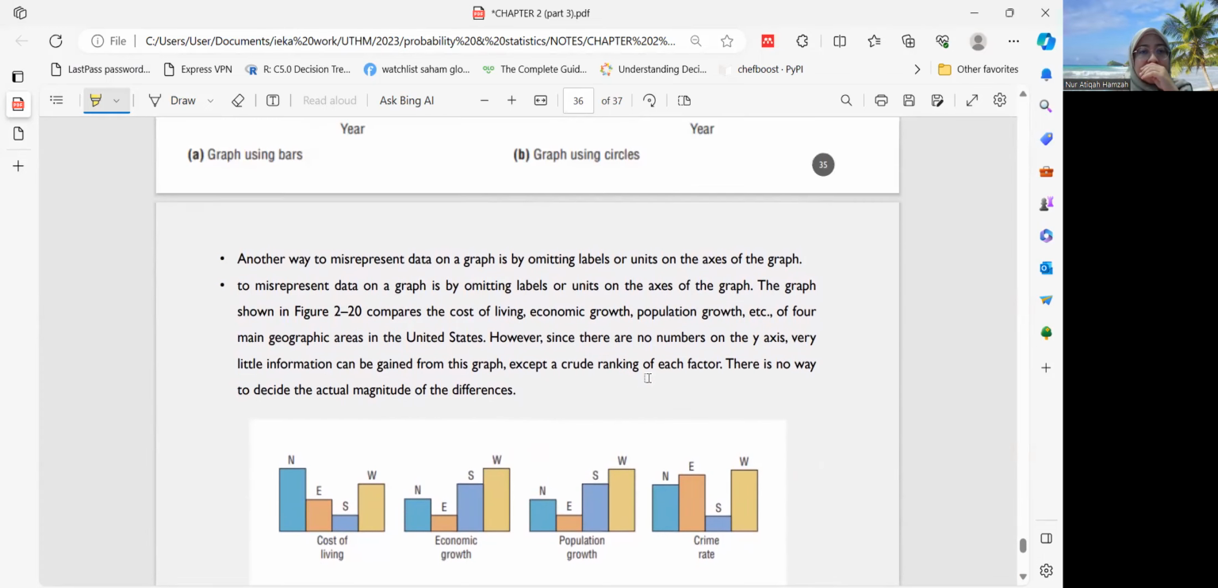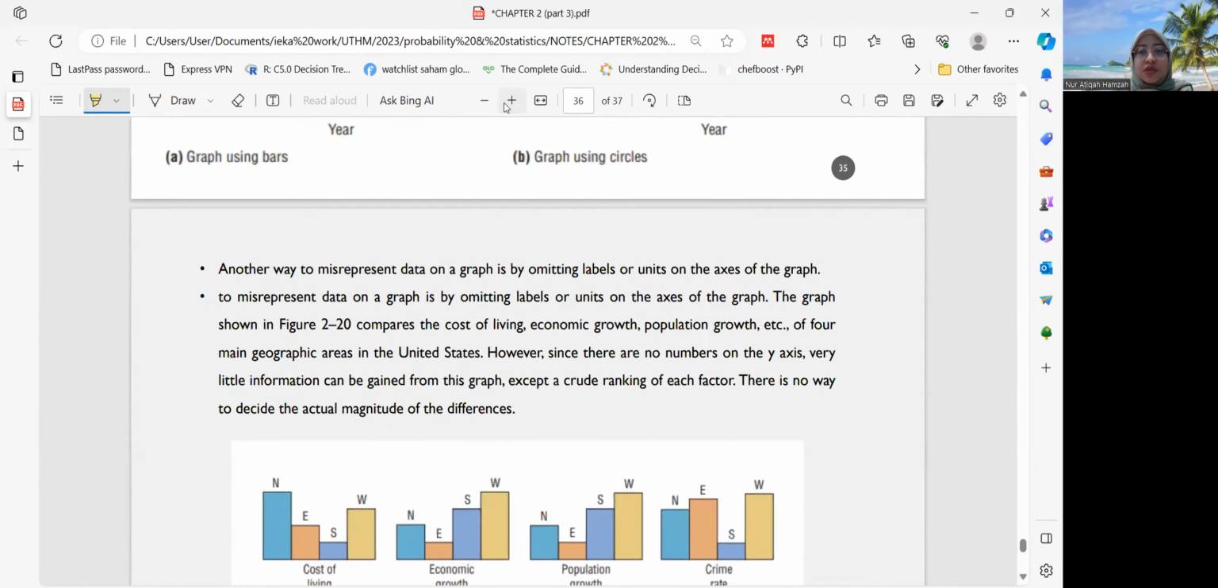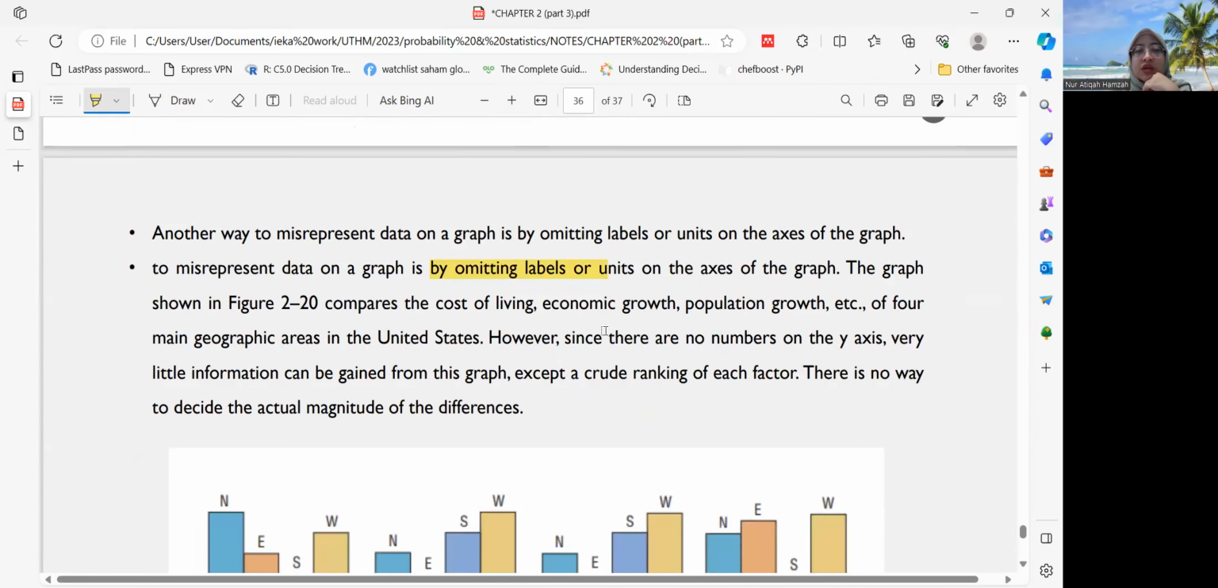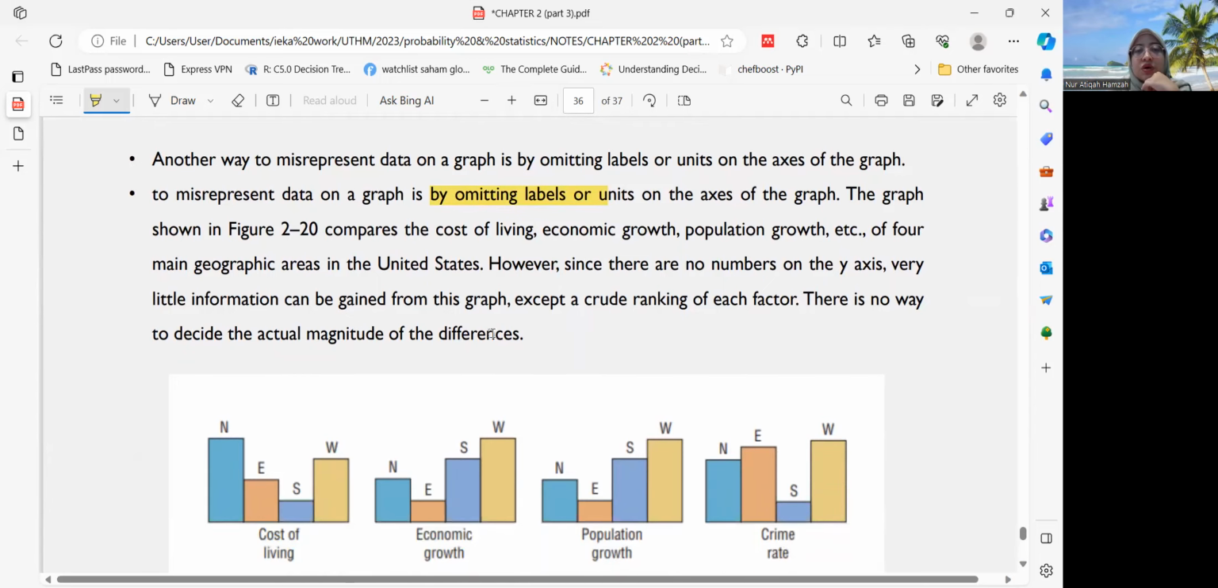So, another way to misrepresent the data on a graph is by omitting labels or units on the axis of the graph. The graph shown in figure 2.20 compares the cost of living, economic growth and population growth of 4 main geographic areas in the United States. Since there are no numbers on the y-axis, very little information can be gained from the graph except a crude ranking of each factor. So there is no way to decide the actual magnitude of the differences.